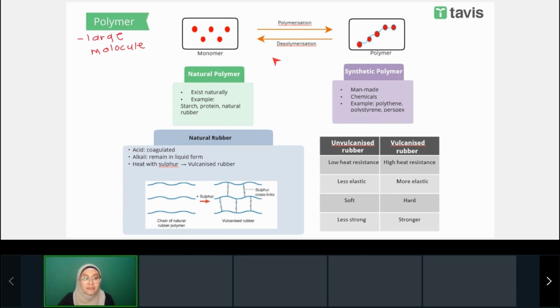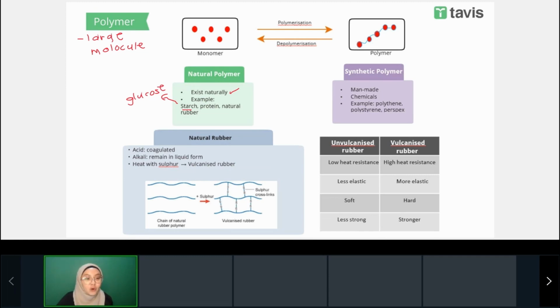Okay, we divide polymer into two types. The first one, natural polymer, and the second one is the synthetic polymer. Natural polymer exists naturally, in our body, in our food. The example of the natural polymer is starch. Just now we know that polymer is a large molecule made up of monomers. So starch, what is the starch monomer? The monomer of starch is glucose.